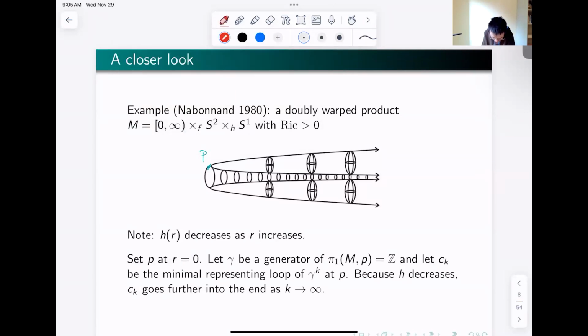If you set a base point p at r equals 0, and you consider the fundamental group, which is just Z, then for each element, say gamma to the k, where gamma is the generator of your fundamental group, we can draw these minimal representing loops. In other words, at your base point p, you draw a loop that represents gamma to the k but has the minimal length. Because this function h is decreasing, when you draw this c_k, it will go into the end, loop some rounds there, and then come back. So it more or less looks like this.